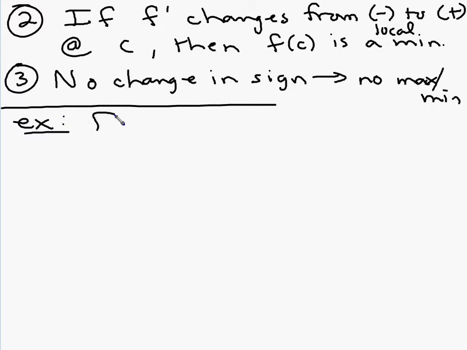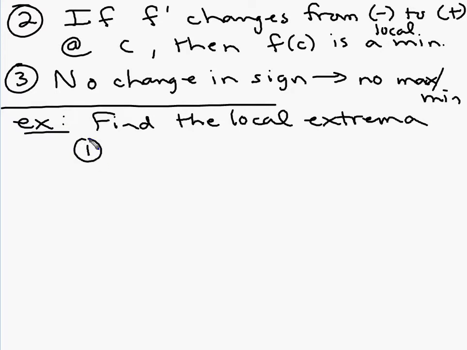Let's find the local extrema. So remember that fancy word extrema just means we're looking for maximums and minimums. All right? So let's say that my function is x cubed minus 12x minus 5.